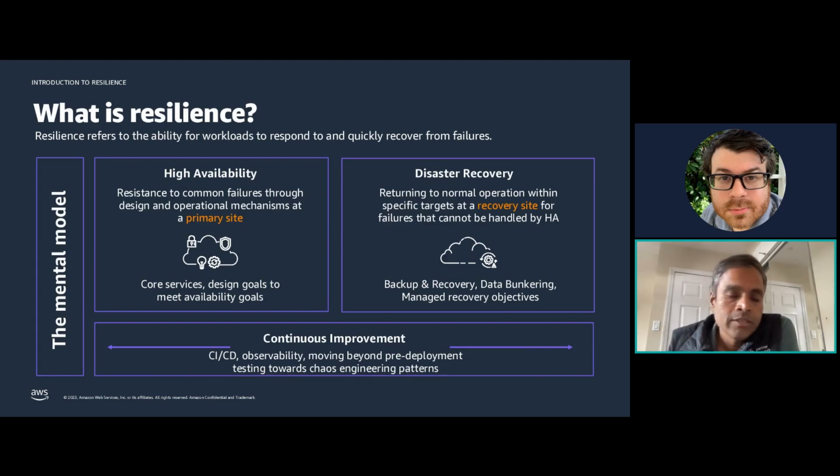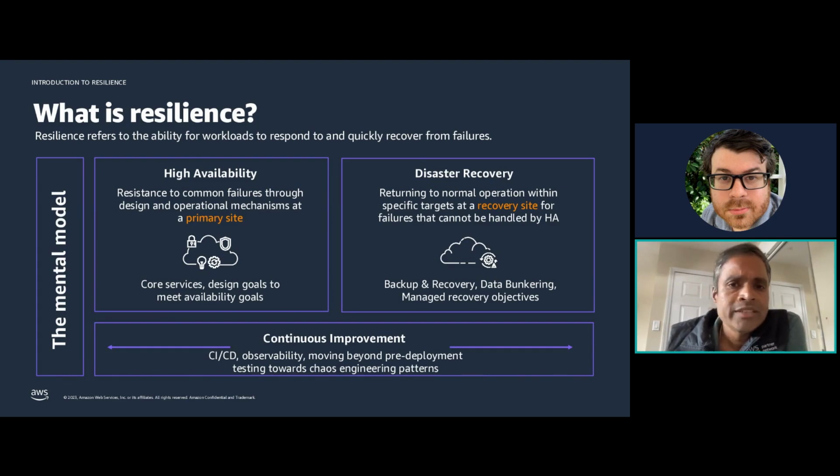As we go through today's presentation, the mental model I wanted you to think about is three things: how you can build systems to be highly available with resistance to common failures, how you can recover your system if you run into those rare failure scenarios, and this notion of continuous improvement.